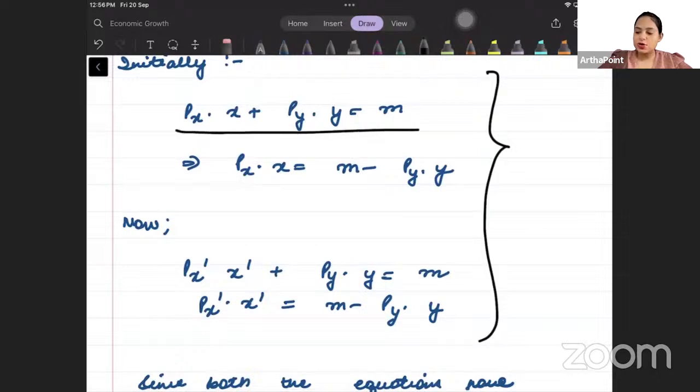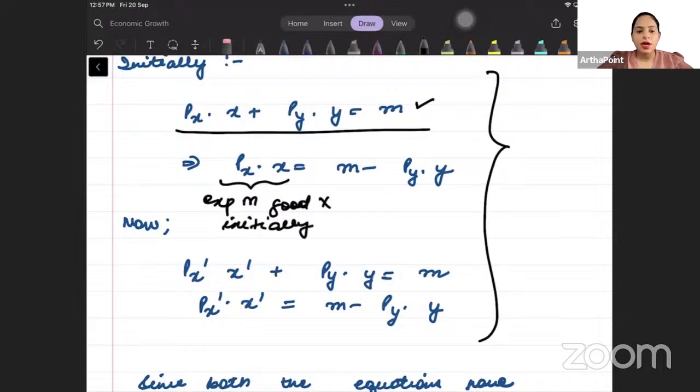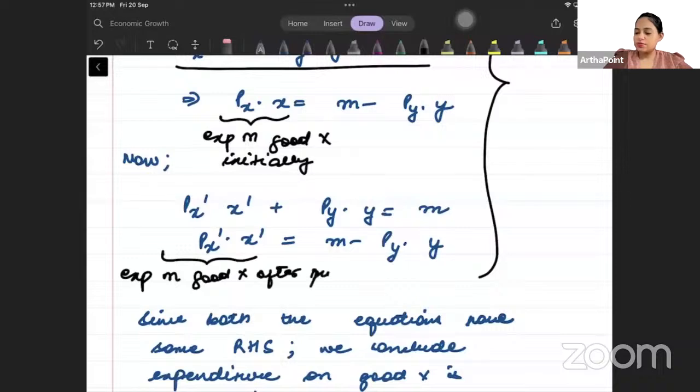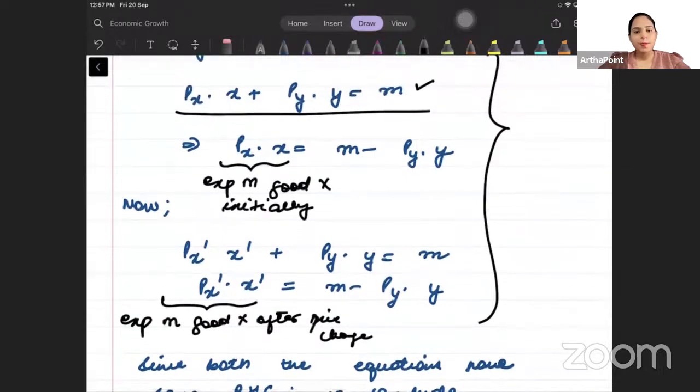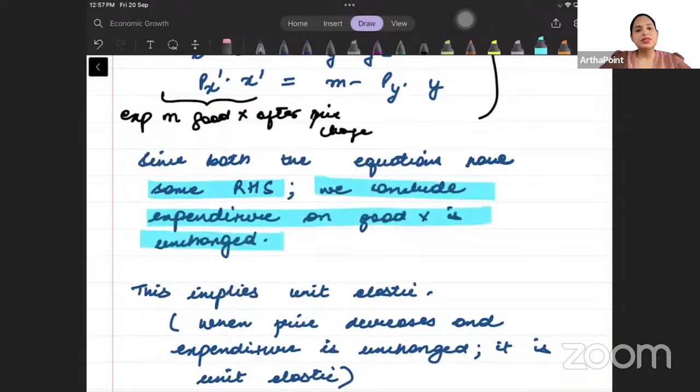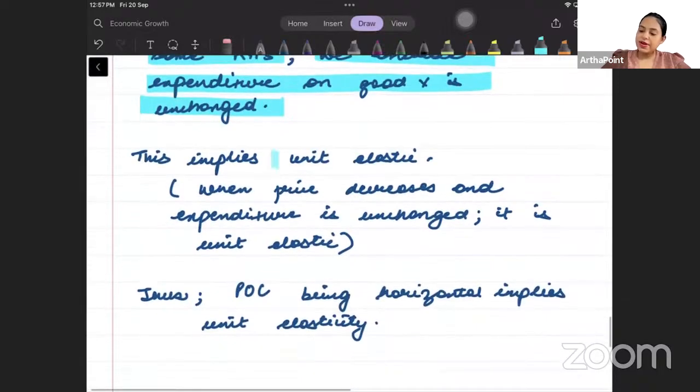That Px into X plus Py into Y is M. So from here we got the expenditure on good X. You can just write expenditure on good X initially. And then you can say that this is the expenditure on good X after the price change. Right? You can just give these two equations. And then you can say that since both equations have the same right hand side, the same RHS, we conclude that expenditure on good X remains unchanged. Right? This implies unit elasticity.